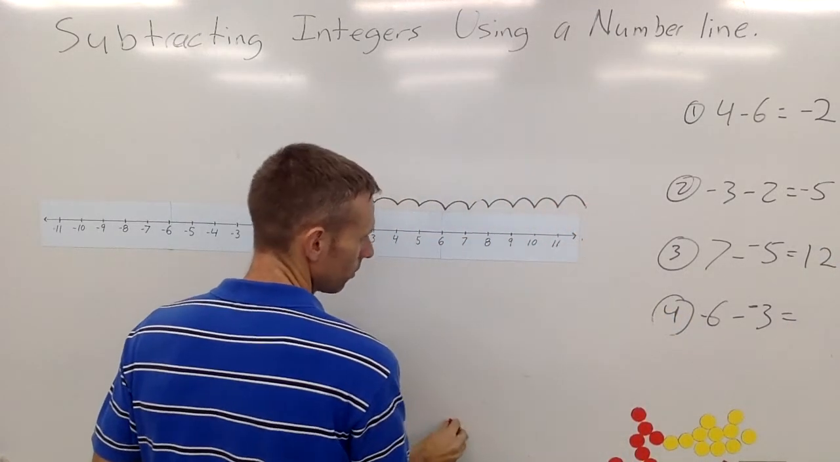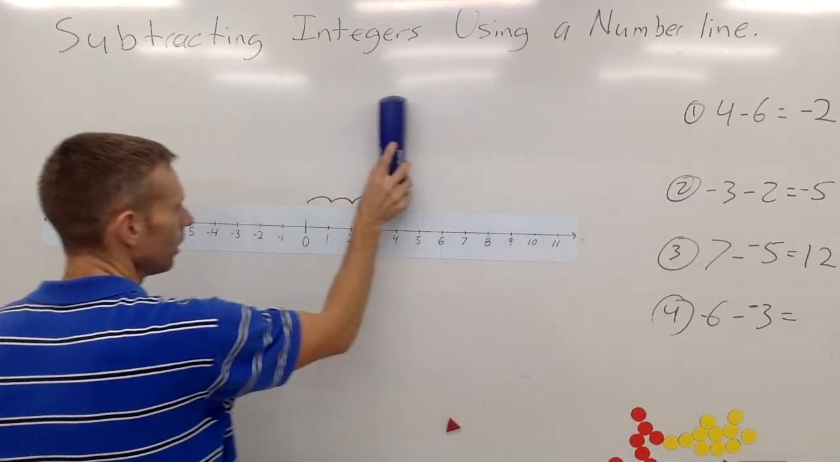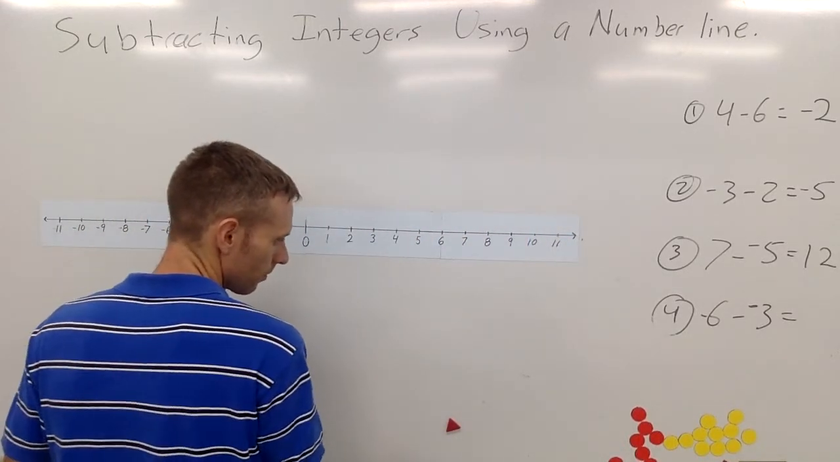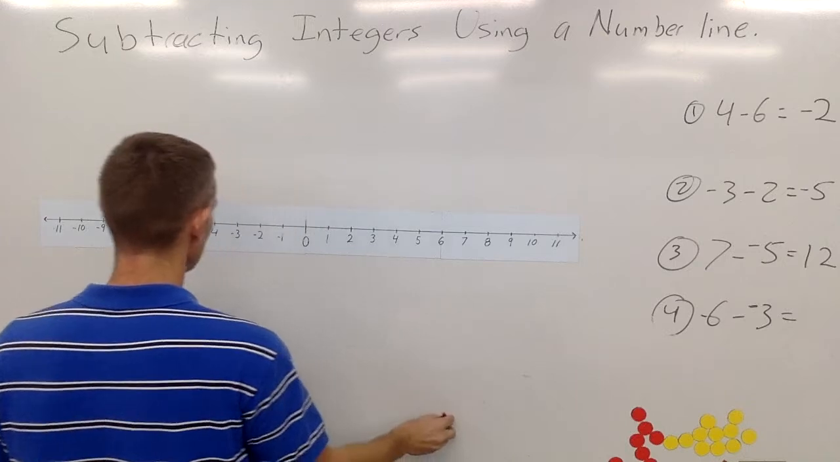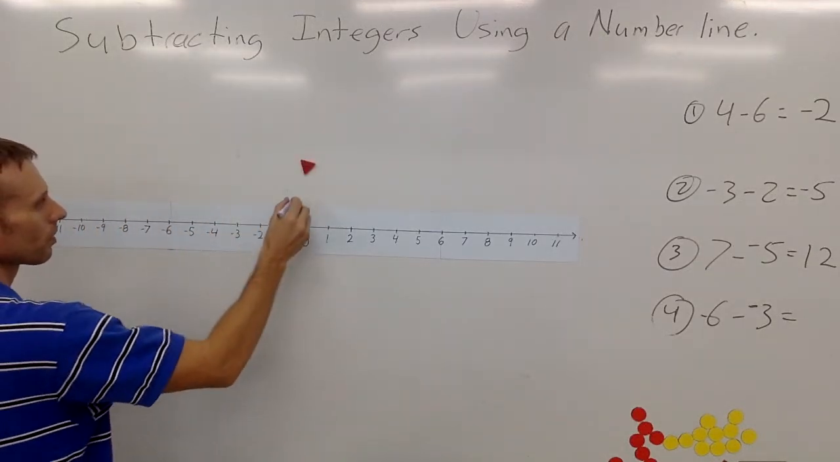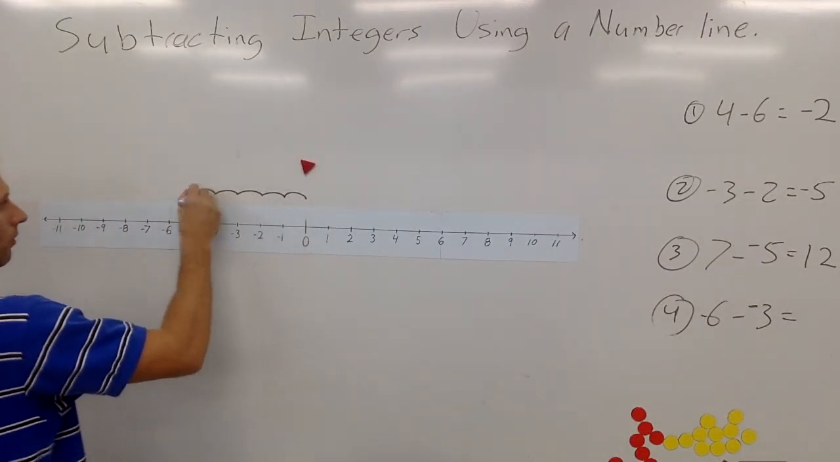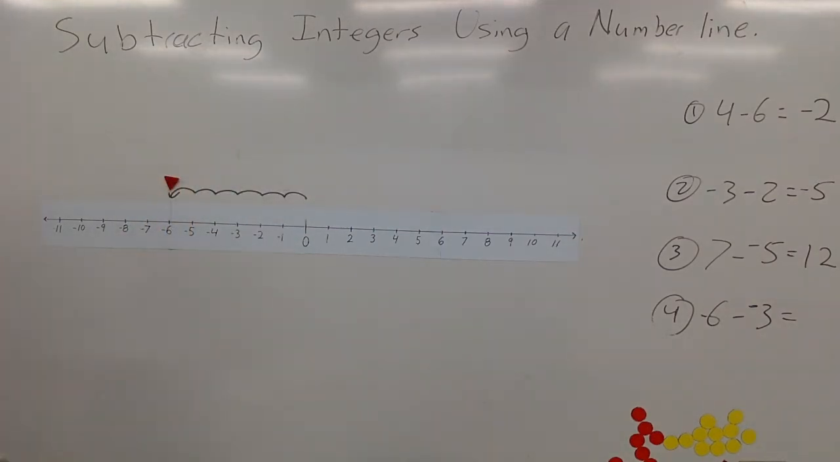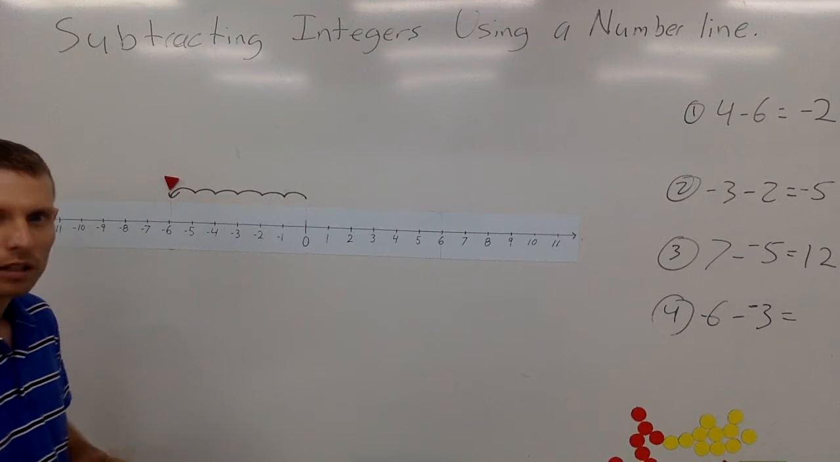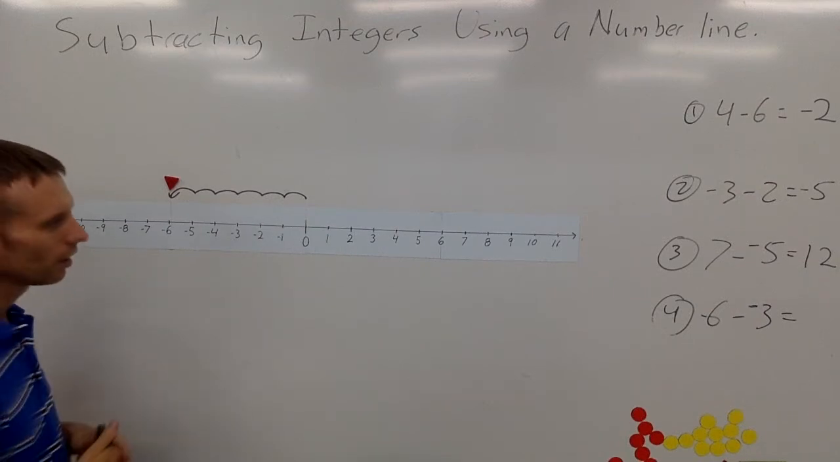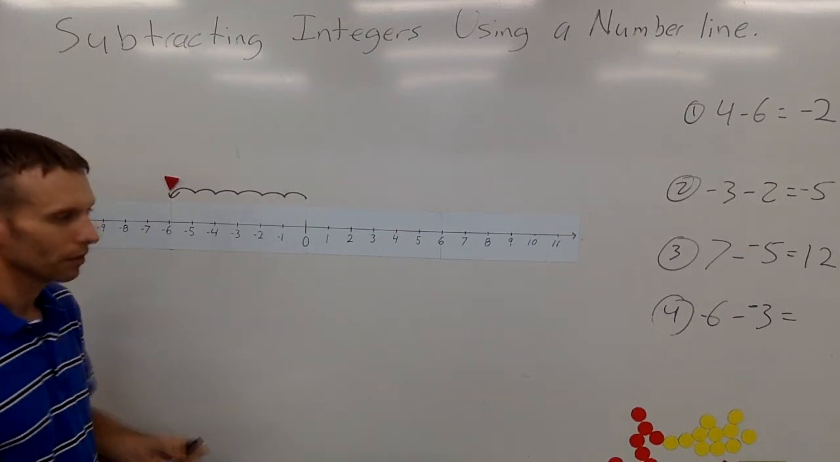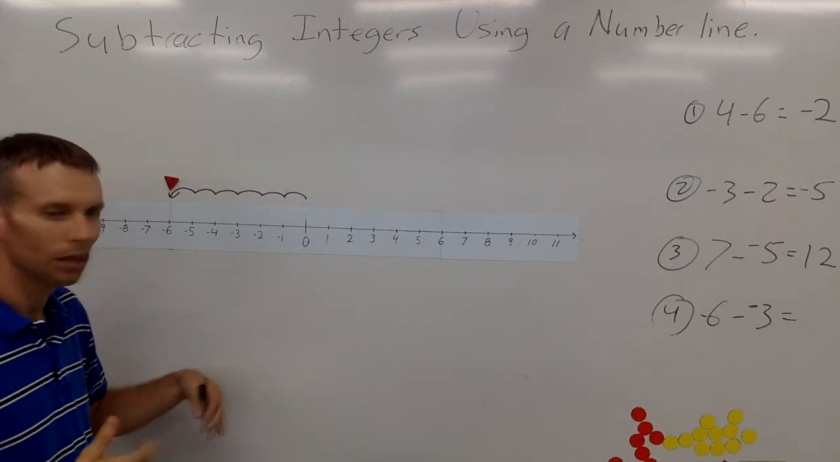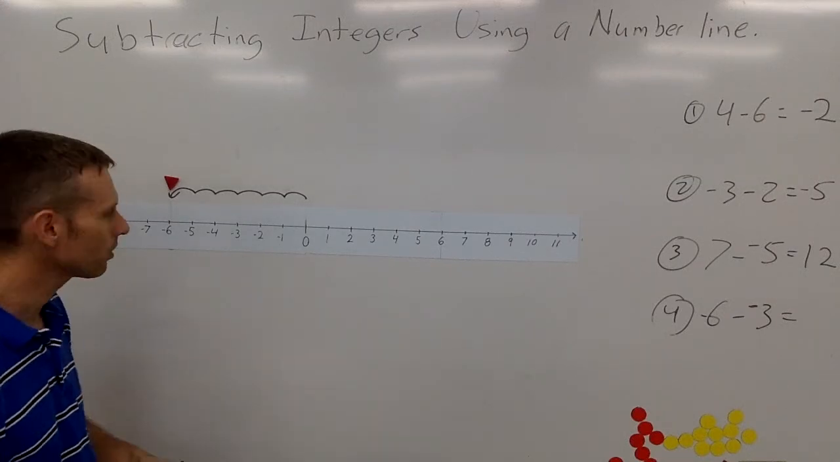Okay, let's do one more. Negative 6. This one's kind of interesting. Negative 6: 1, 2, 3, 4, 5, 6. Here we are at negative 6. Now, I'm going to take away a negative 3. As I said before, if I'm taking away a negative, then I end up moving in a positive direction.